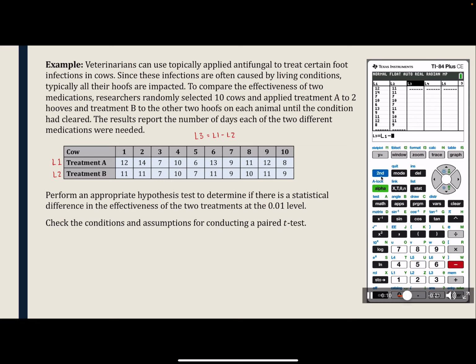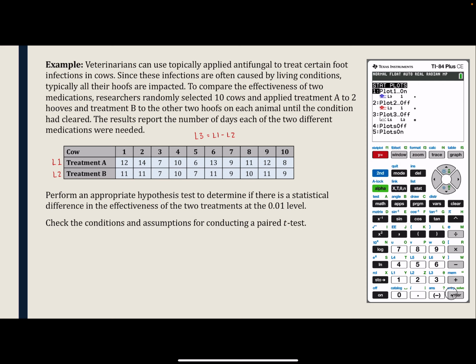So L1 minus L2, and then we hit enter, and we have the differences. So I want to look at the box plot of the differences. So I went to plot 1. I want to make sure that it's on, and I want to choose the box plot here. And then I want to make sure that the X list says L3. Frequency should always be 1, and I don't really care what the marks look like.